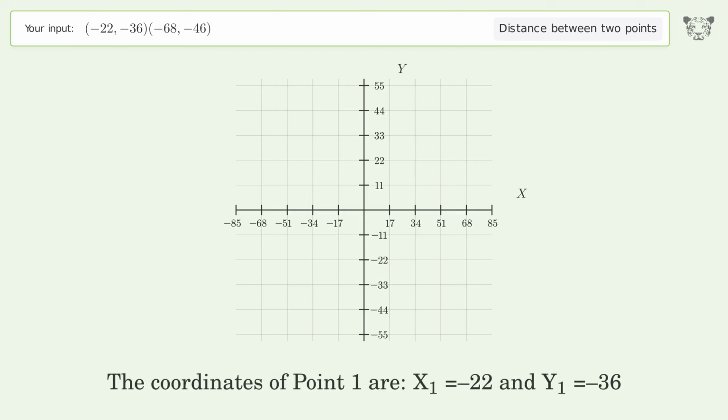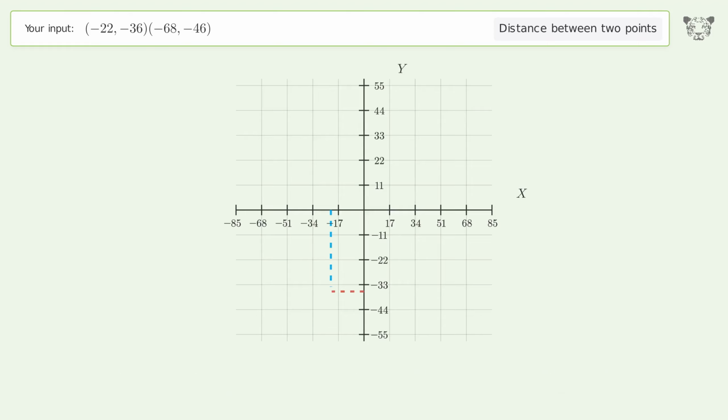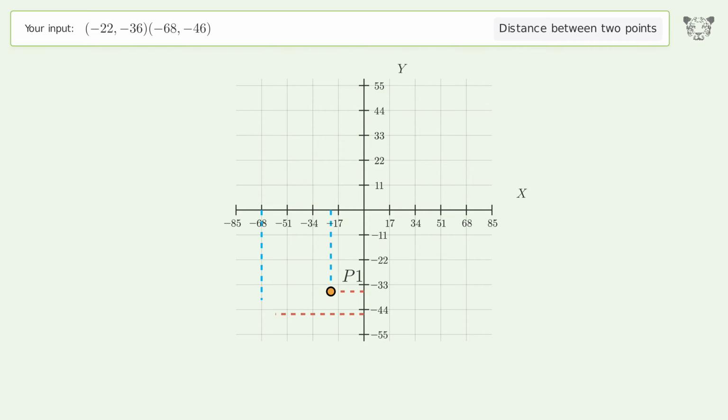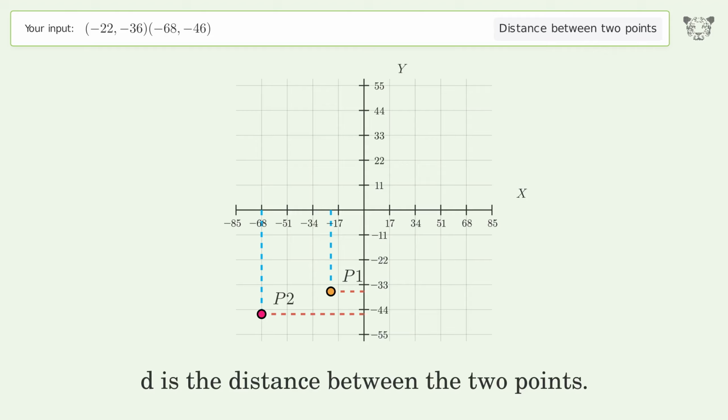The coordinates of point 1 are x1 equals -22 and y1 equals -36. The coordinates of point 2 are x2 equals -68 and y2 equals -46. D is the distance between the 2 points.